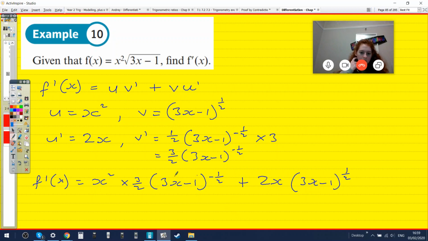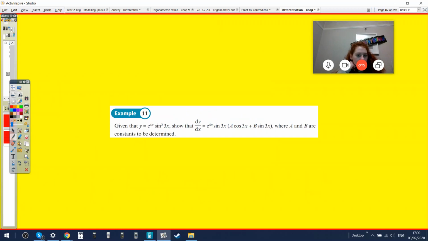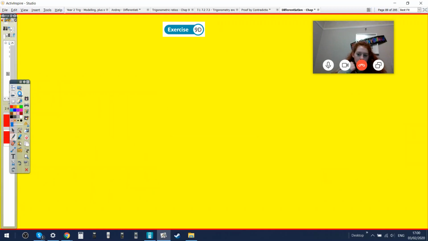And I wouldn't make it any simpler. You can factorize 3x minus 1 and you can factorize x, but I wouldn't bother because they're just going to say the x coordinate is 7, find the gradient, and you'll just sub 7 for x. And in fact, I'd probably use a calculator and differentiate back from there in case you made some mistake here. Okay. So that's the product rule.